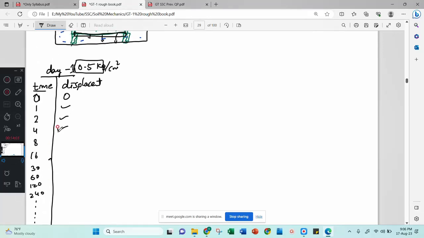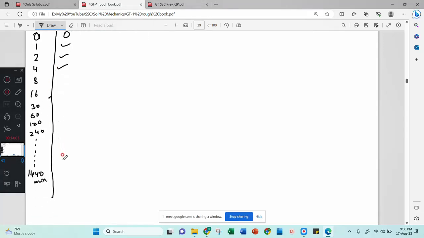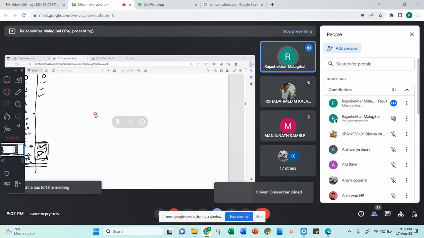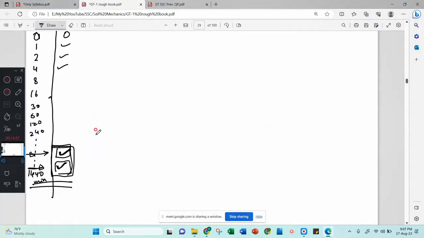Then how will you come to know that we have to stop the experiment? When any two readings are the same. Let us consider at this point of time some reading is there, and at another point of time also the same reading we have got, means the compression has stopped. Compression has stopped means you can stop the experiment. Right. This is the first day, the experiment is stopped, but don't remove any sample, and don't disturb this entire assembly.